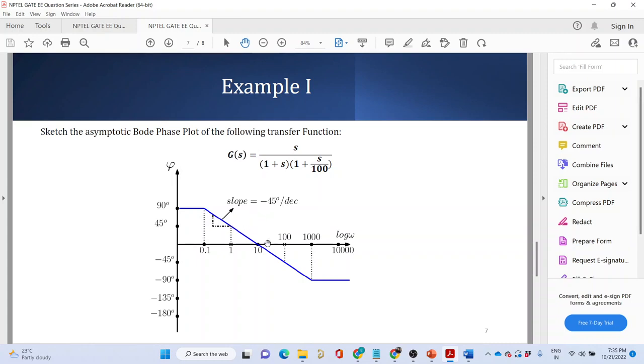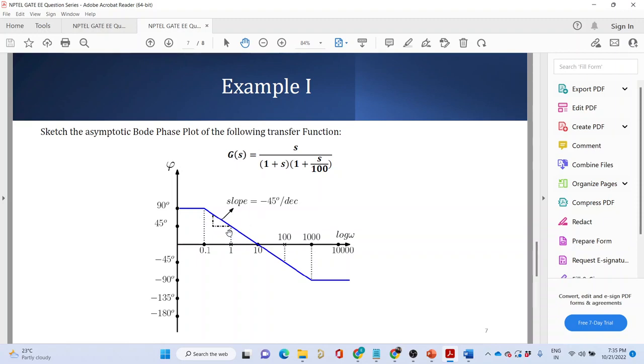You are adding another pole. So minus 45, minus 90 degree. So that is minus 135. What is that? Minus 135 degree per decade. So between this region, it would be falling with a slope of minus 135 degree per decade. Once it moves away from this 10 times of 1, it would again become minus 90 degree per decade, because the effect of this pole has gone away now.